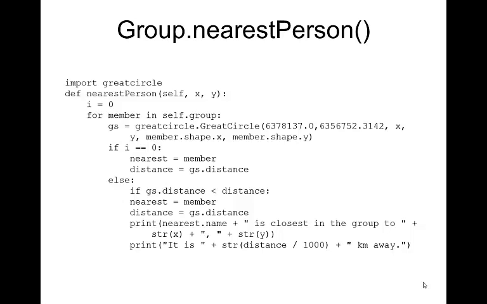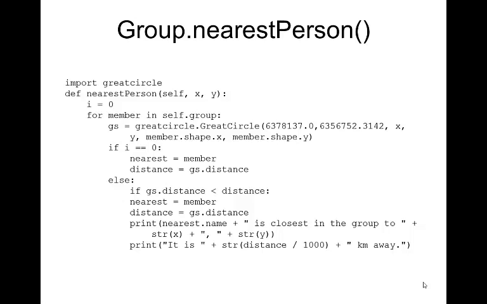So this is the group.nearestPerson method. We're going to pass in an x and a y coordinate. I don't know what's happened. These appear to be not WGS84 coordinates. Never mind. It's the principle that matters.